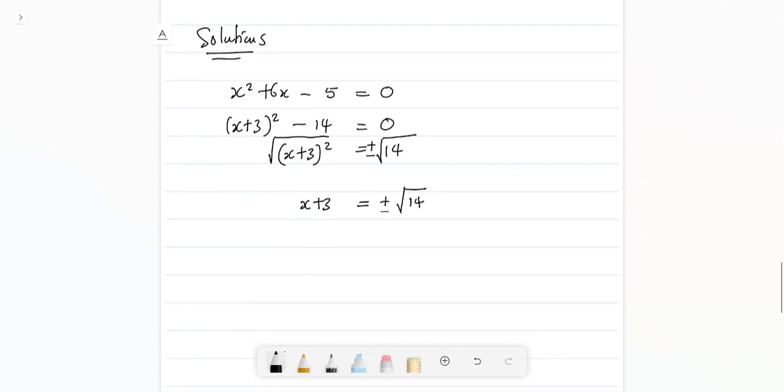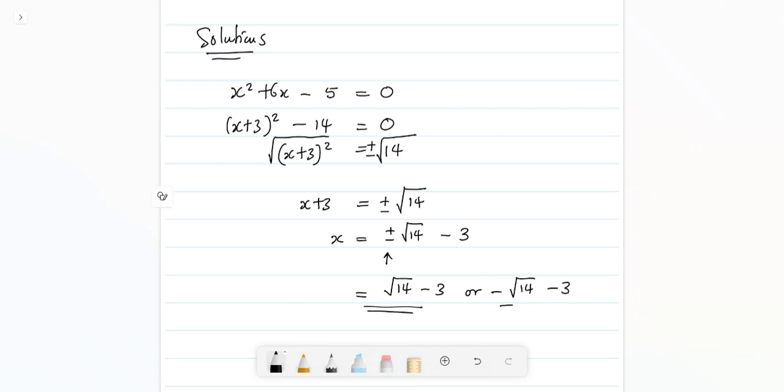We can't find the square root of 14 because it's not a perfect square number, so you can leave it like that. Then it means x is equal to plus or minus root 14, then when you take 3 to the other side, it's minus 3. Then the next thing that you're doing, you're splitting the plus or minus. So that means x is equal to plus root 14 minus 3, or minus root 14 minus 3. This is how you solve an equation by completing a square.